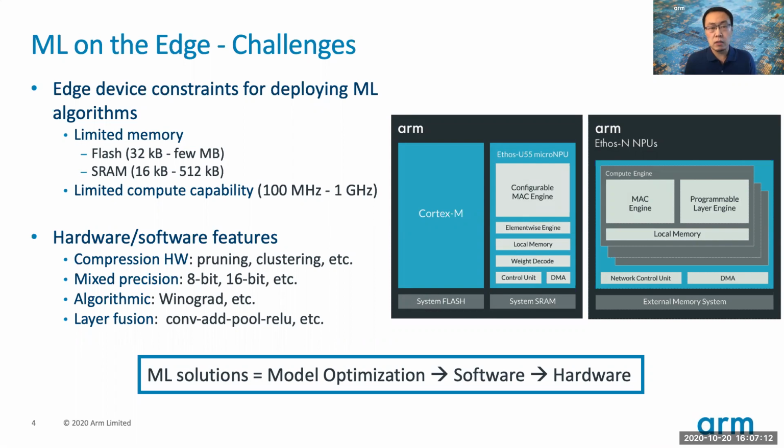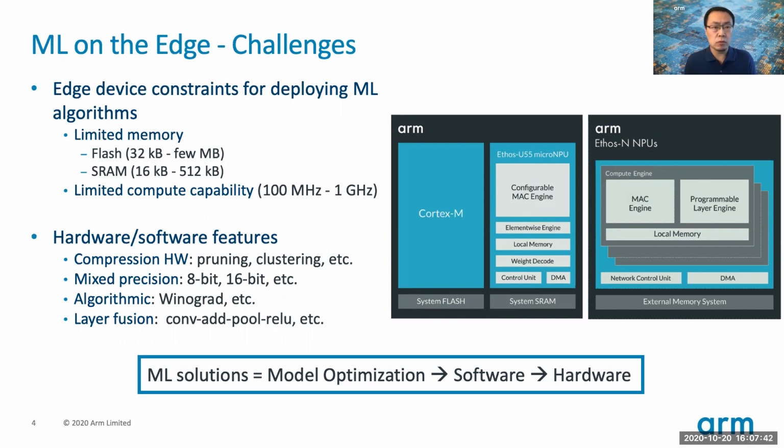On the other hand, we're in the middle of a wave that is very exciting, where both software and hardware are introducing features that are specifically tailored to accelerate the machine learning workload. The two diagrams we're showing on this slide represent the two types of MPUs provided by ARM. The left one is the Ethos-U55 micro NPU, and the one on the right represents our N-series NPUs for the client.